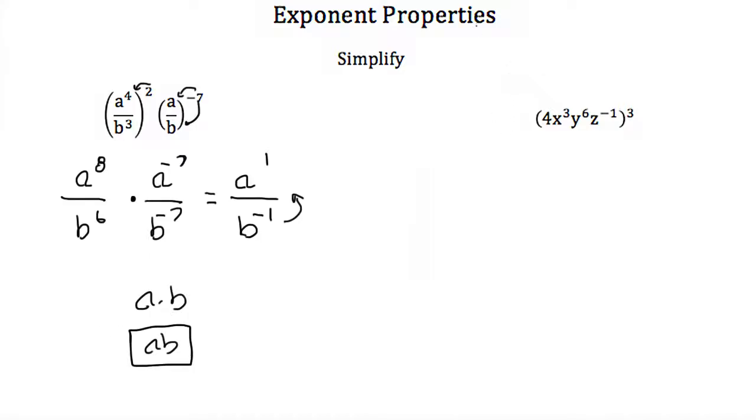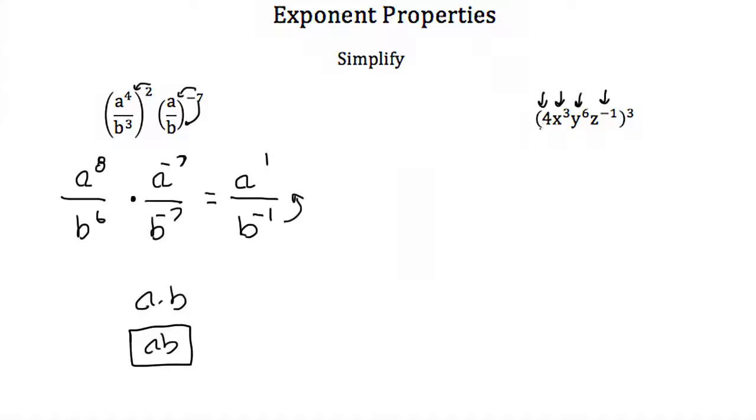Let's try this again. Here I have 4 times x cubed times y to the 6th times z to the negative 1, and all of this is cubed. So what I'm going to do is take this cube and cube the 4, cube the x cubed, cube the y to the 6th, and cube the z to the negative 1.